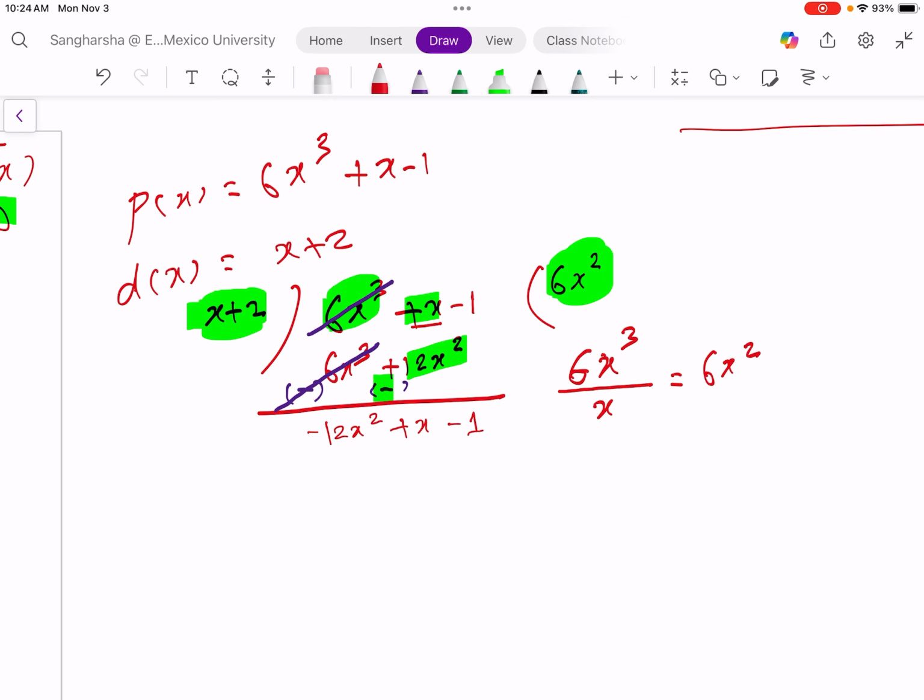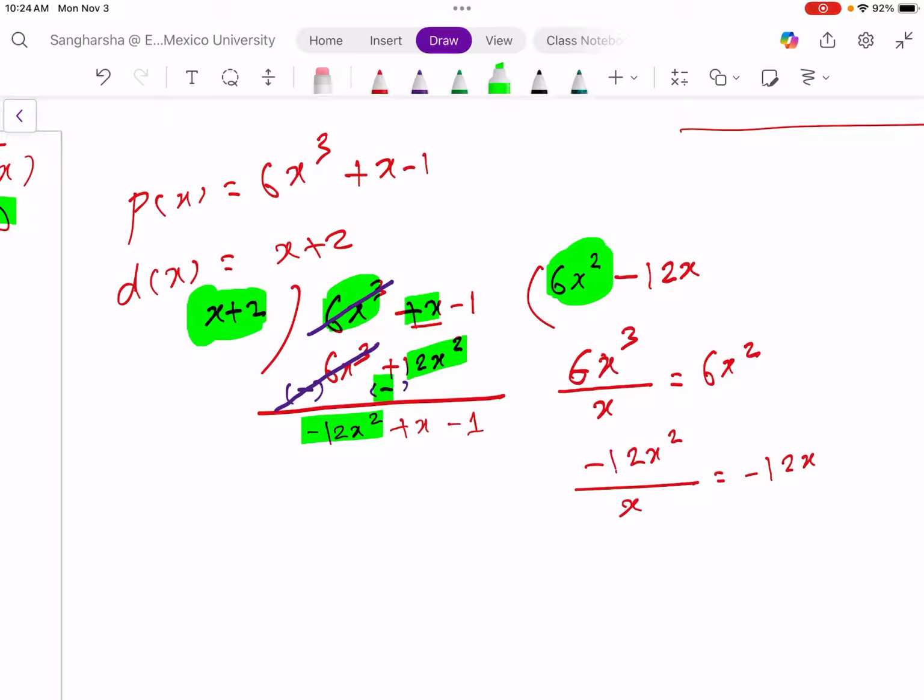You take the first term, negative 12x squared. So we take negative 12x squared, divide it by the first term of the divisor, x. So negative 12x squared divided by x is negative 12x. And this is our next term of the quotient, which we write down here, negative 12x.